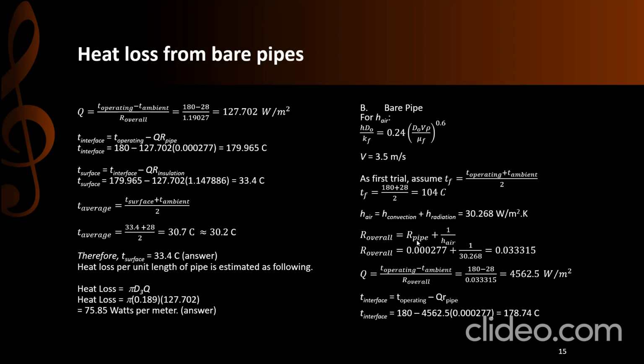So, R overall is equal to R5 plus 1 over h. Walang insulation. So, 0.000277 plus 1 over 30.268 is 0.033315. So, Q is equal to T operating minus T ambient over R overall, 180 minus 28 over 0.033315, is 4562.5 watts per meter squared. So, the interface temperature is the operating minus QR, 180 minus 4562.5 times 0.000277, is 178.74 C. Yan ang interface.